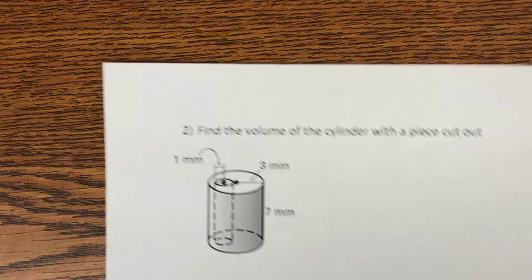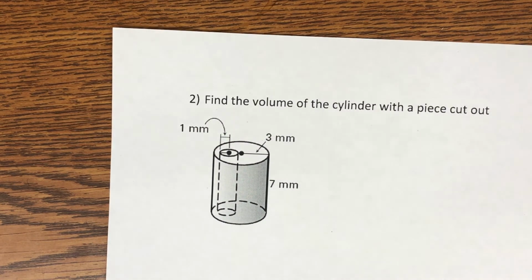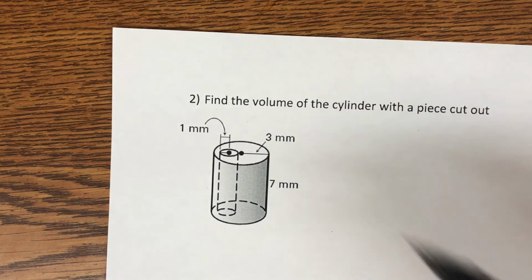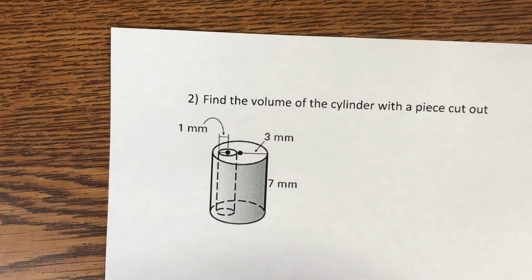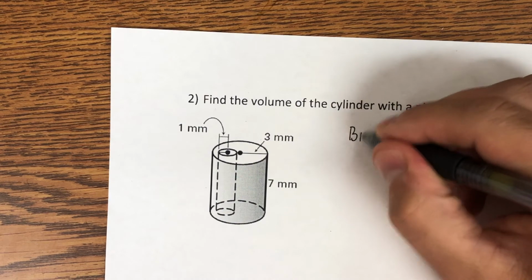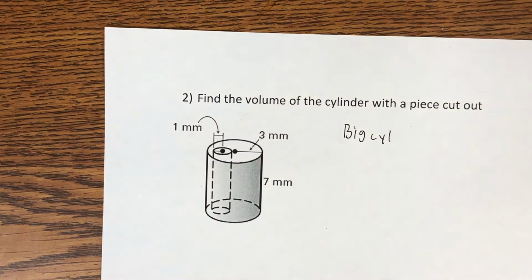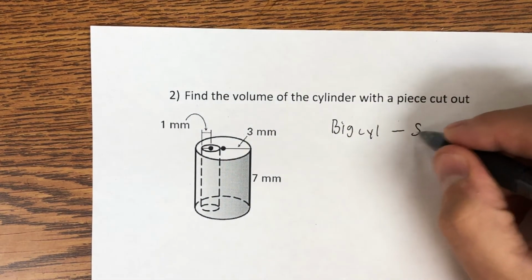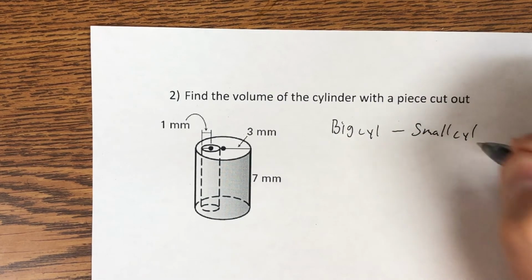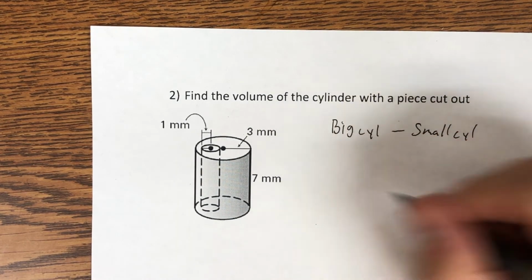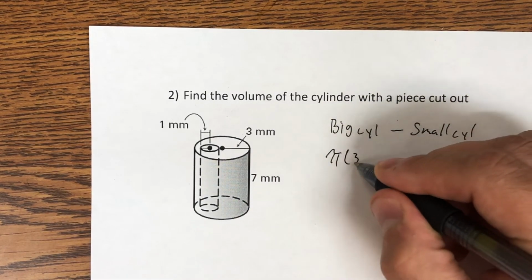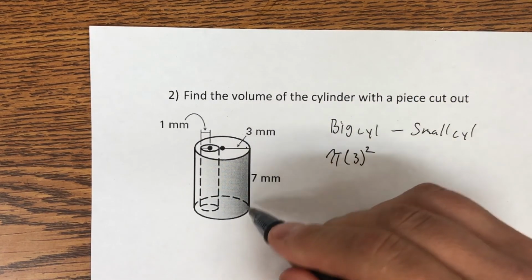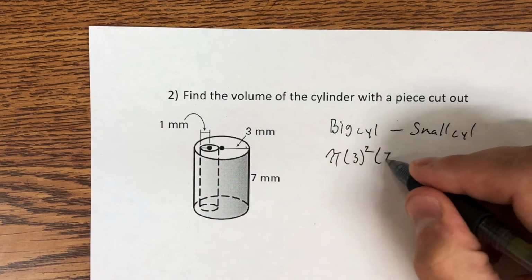And our next example, find the volume of the cylinder with the piece cut out. Now, in this case, I have a big cylinder and a little cylinder. All right, so I'm gonna have to take the big cylinder, I'm gonna abbreviate cylinder, CYL, minus the small cylinder. So the volume of the big one, pi r squared times the height, pi. Radius of the big one is 3. The height, distance between the two bases, is 7.